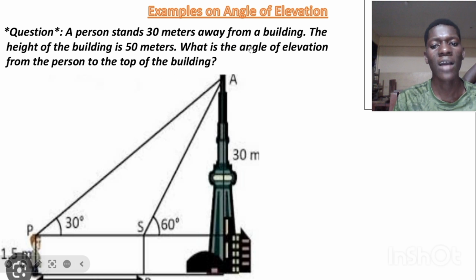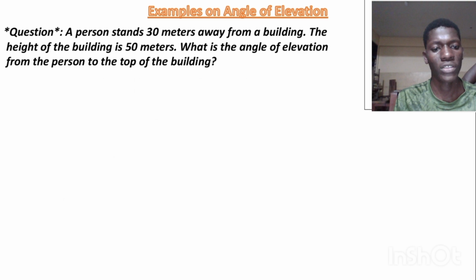So what is the angle of elevation from the person to the top of the building? This line is the line of sight, and this is the horizontal. What they're asking us is the angle between the line of sight and the horizontal. So they want the angle of elevation. Let's solve for it.